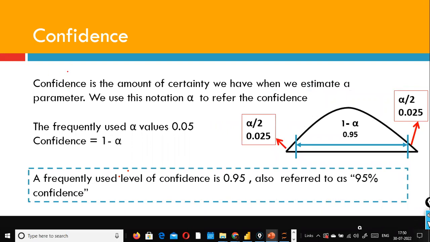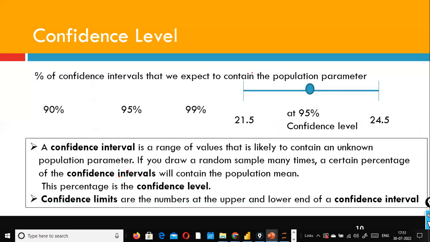So confidence is the amount of certainty we have when we estimate a parameter. We estimate a parameter based on a range of values. That is called your confidence interval. If somebody asks you how confident you are with this confidence interval, it is a range of values that is likely to contain the unknown population parameter. If you draw a random sample many times, a certain percentage of the intervals will contain the population mean. Confidence limits are the numbers at the lower and upper end of a confidence interval.